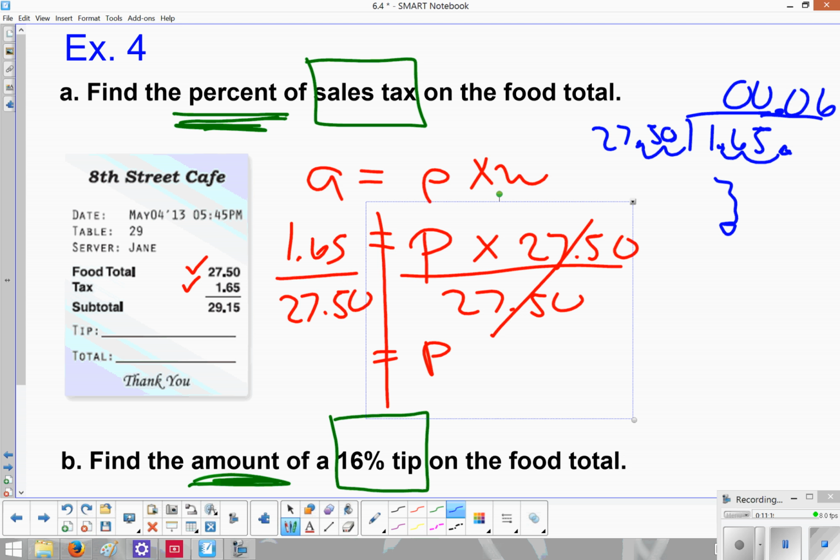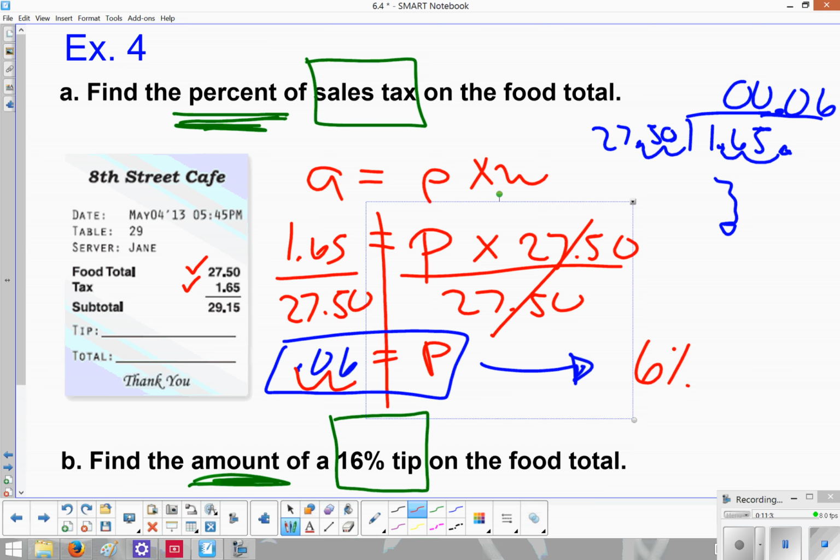So the 0.06 here is going to be my percent. But since it's not a percent yet, you have to move the decimal 2 to the right. And once you move it 2 to the right, you get a total of 6%. So how much is the tax on the meal? It's 6% sales tax. That's how much they tax you for the food.